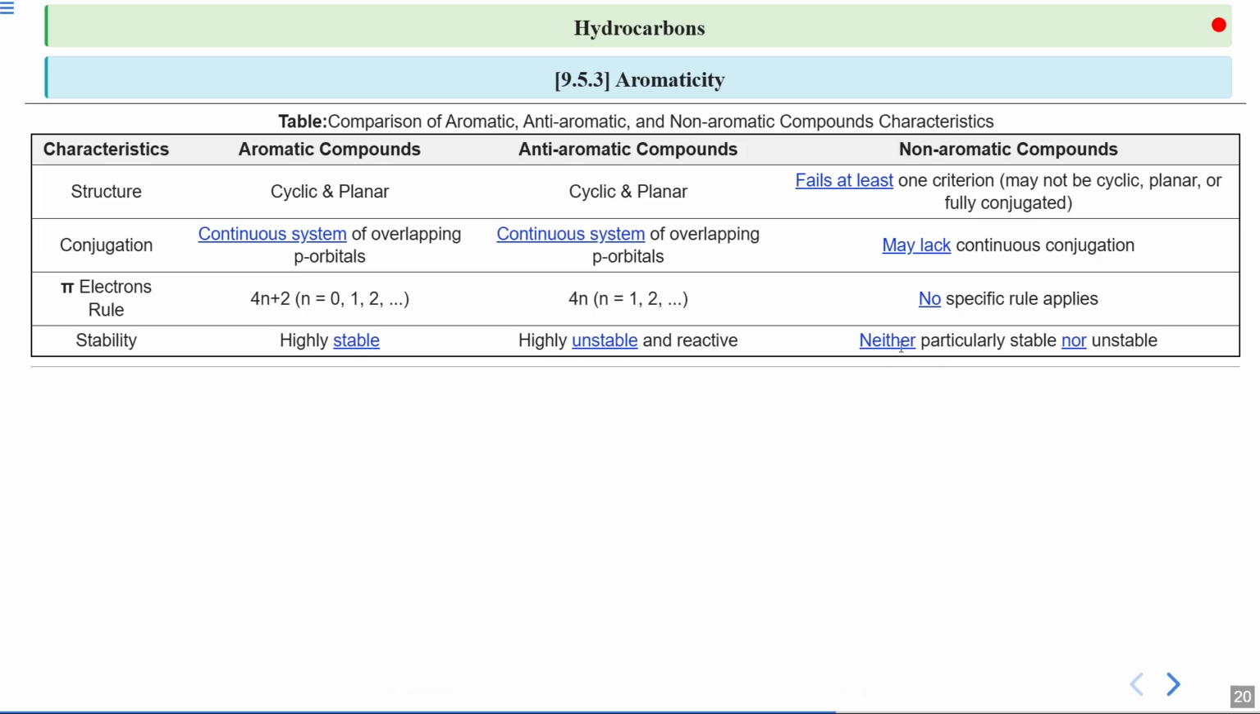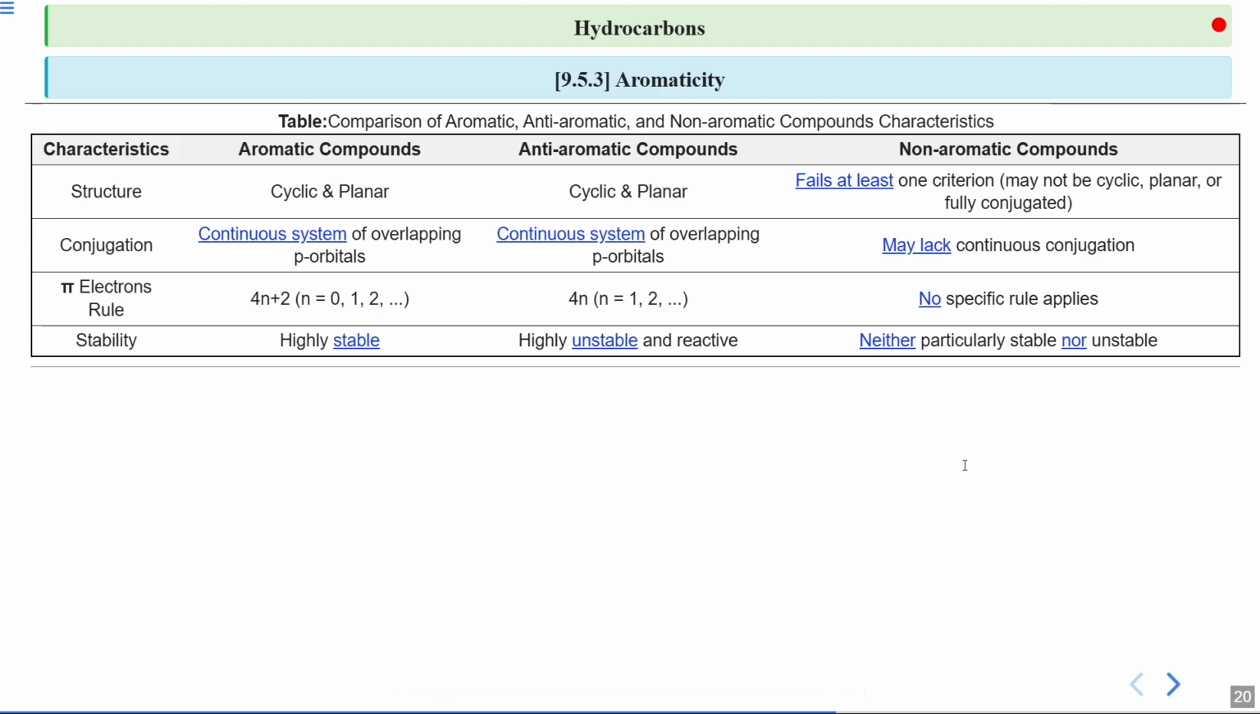Aromatic and anti-aromatic compounds are both cyclic, planar, and have continuous p orbital conjugation, but differ in their pi electron count, which is 4n plus 2 pi for aromatic and 4n pi for anti-aromatic. Due to this, the stability of aromatic compounds is extremely high and anti-aromatic compounds is extremely low.